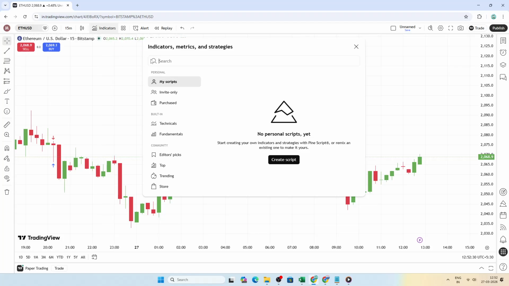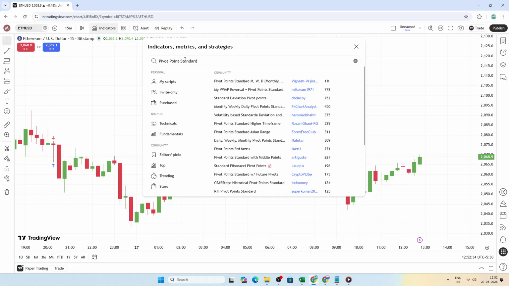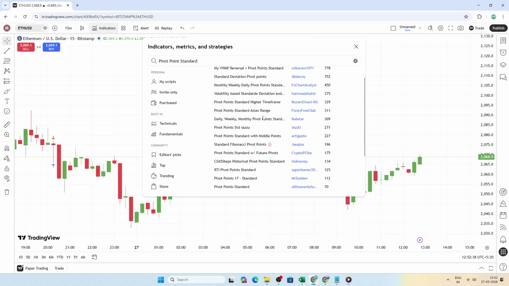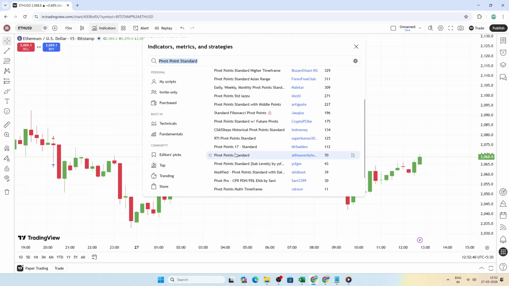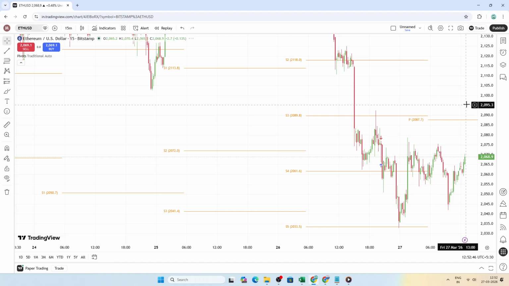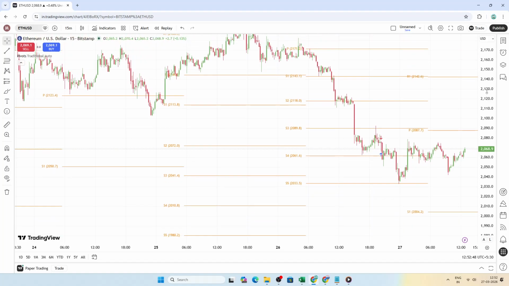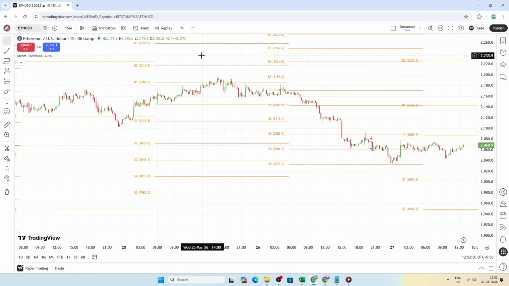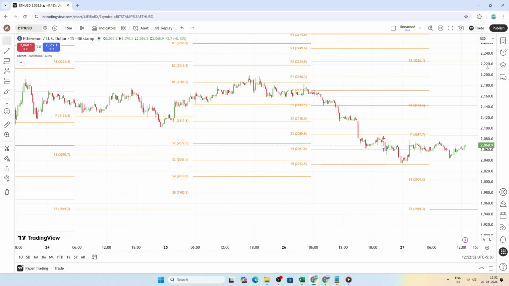In the search bar that appears, start typing Pivot Point Standard. Under Built-ins, select Pivot Point Standard to add it to your chart. Instantly, you'll see a central P line along with stacked support levels labeled S1 through S5 and resistance levels labeled R1 through R5. These levels are automatically calculated and update as you move through different symbols or time frames.